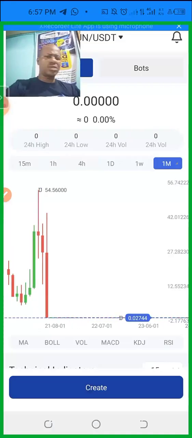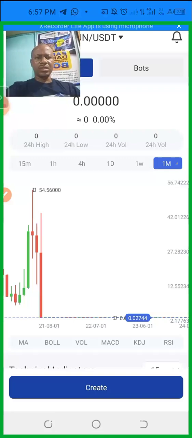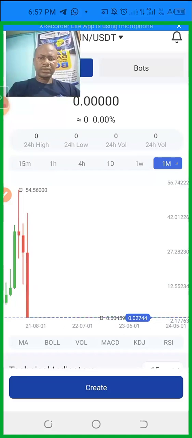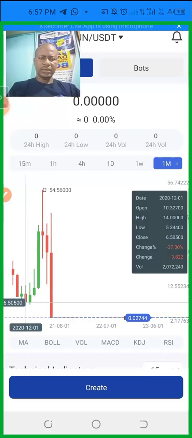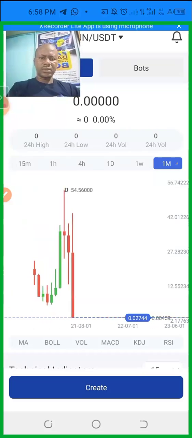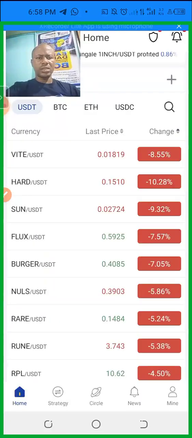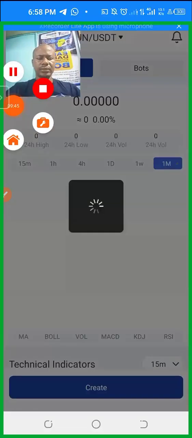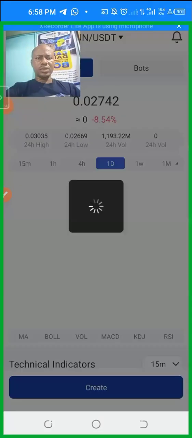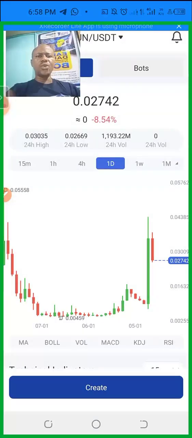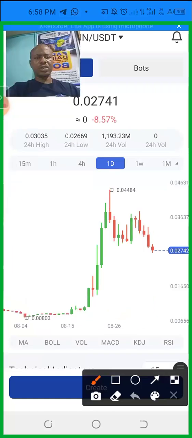Okay, the coin is a new coin. So it's a new coin. So if I put my hand on the first candle, so it's not a new coin. Okay, it's the coin from 2020. It's okay, it's Sun. Okay, I know Sun. So let me check the coin on the 1 day chart. On the 1 day chart is a no for me.